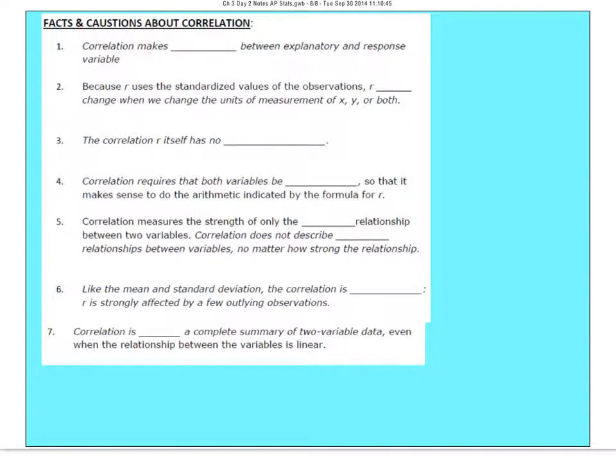To wrap this up, there are a few facts and cautions about correlation you want to really keep in mind. First thing is that correlation makes no distinction between the explanatory and response variable. What that means is, remember when we made our scatter plot and we chose what was explanatory and response, it doesn't matter which goes which. The correlation will not be impacted if we reverse the order of our scatter plot.